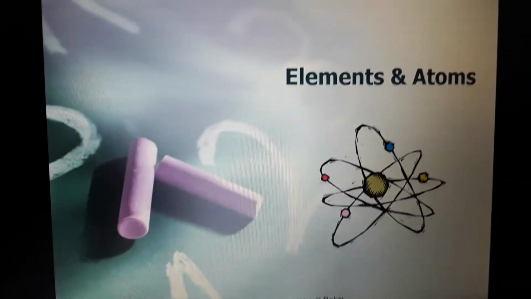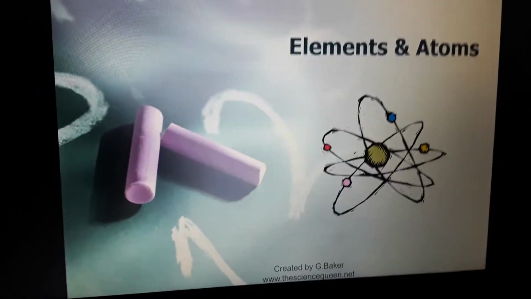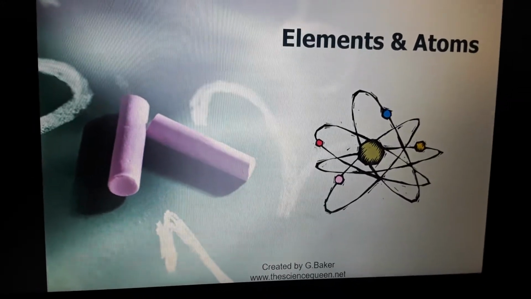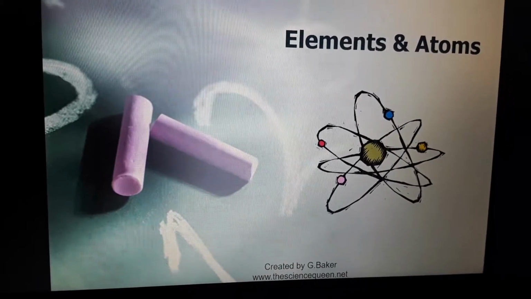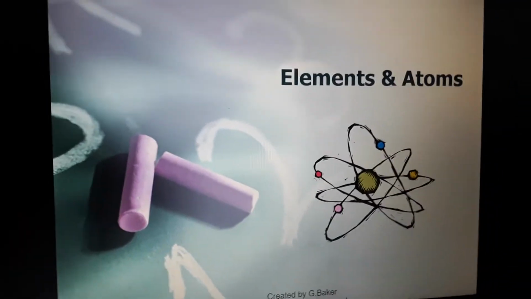Today it is Science Day, so we're going to look at elements and atoms. Again, this is not my PowerPoint. It was created by G. Barber, www.sciencequeen.net. So I'm using her presentation. I always want to give credit to the people who made the PowerPoints.